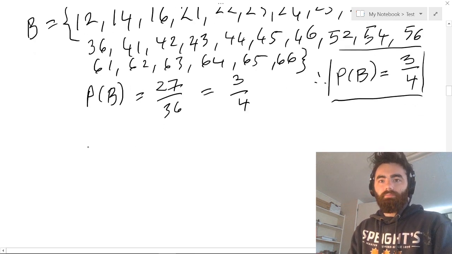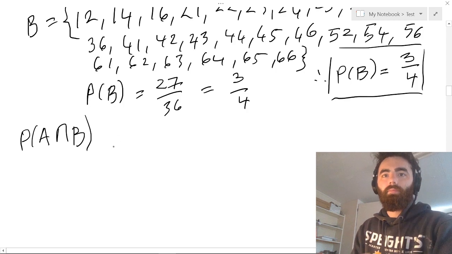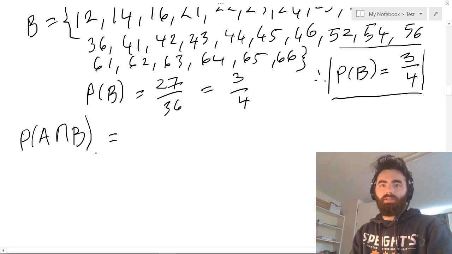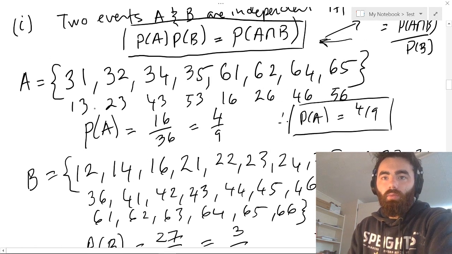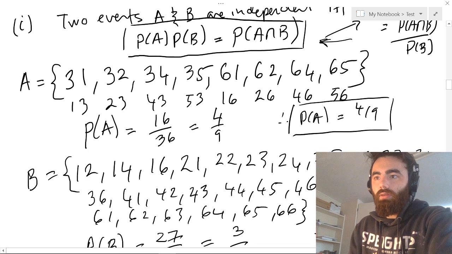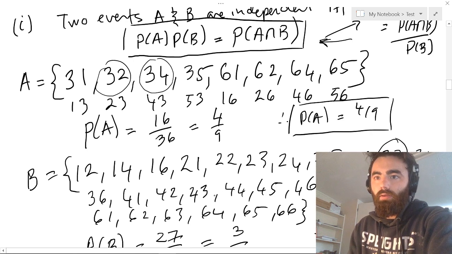And then finally, we've got to find this. So that is going to be, what is the probability of them both occurring? Well, we just got to look at the overlap. Well, let's look here. We've got 3, 1. Does 3, 1 occur here? No, of course it doesn't, sorry. 3, 2. 3, 2 occurs. 3, 4 occurs. 3, 5 doesn't.